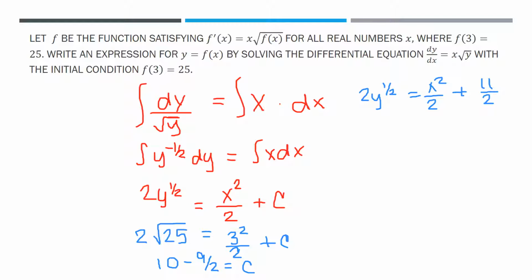because what we're going to do is we're going to now solve for y. So if we have 2 times y, we're going to multiply everything by 1/2 to cancel that on that side. So then you have y to the 1/2 equals, you have to multiply x squared by 1/2. So you get x squared over 4. And you have to multiply 11 halves by 1/2. So you get 11 fourths.